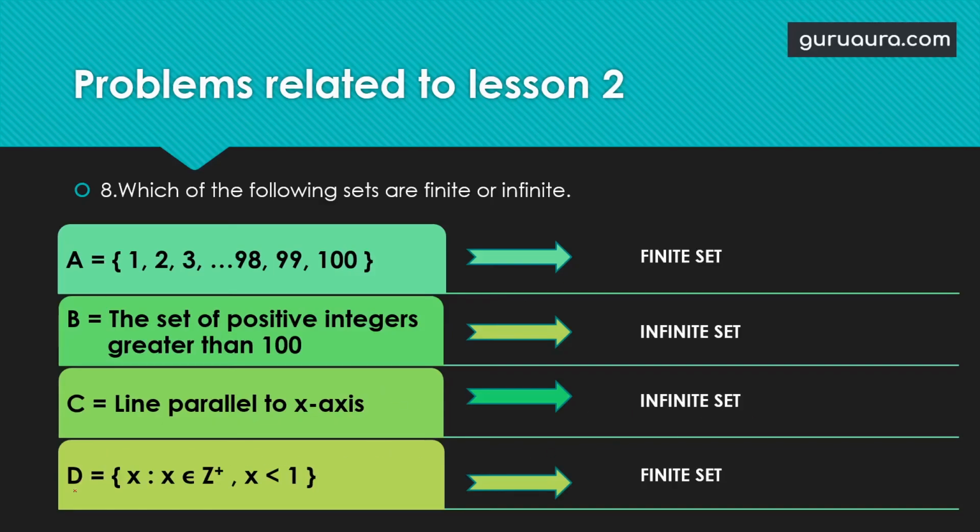Set D, the set of all x such that x belongs to positive integer, x less than 1. Oh, this is a null set, and null set is also a finite set. So, this set D is a finite set.